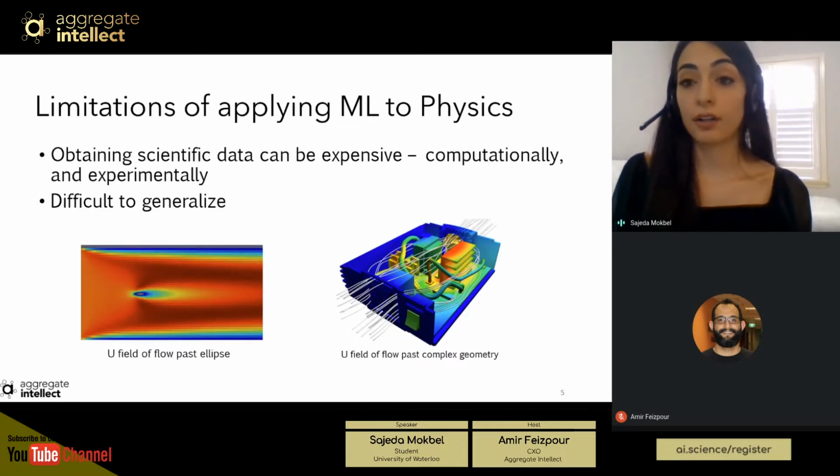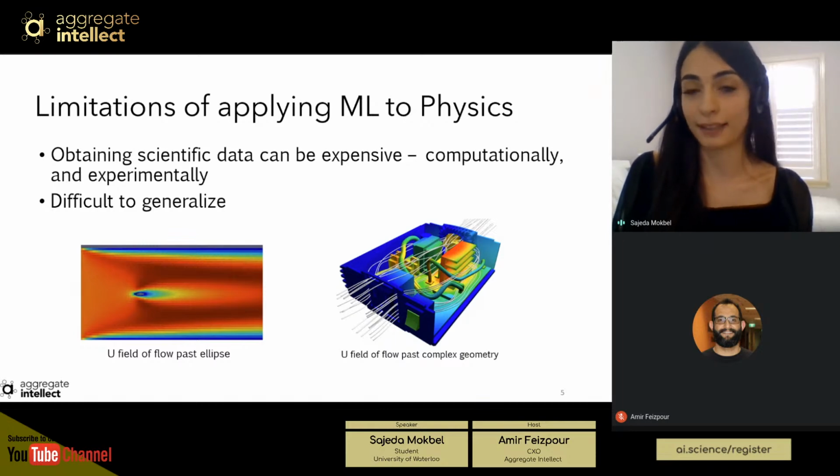But there are a lot of limitations to applying machine learning in physics. The first one is that obtaining scientific data can be expensive, computationally and experimentally. So for instance, if you're running a simulation on a fluid flow, it could take a very long time to get converged results if you have a really complex geometry.